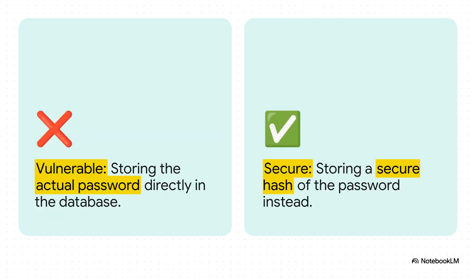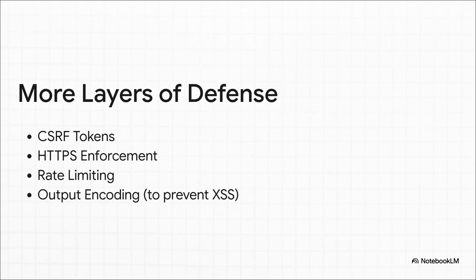And it's the same story for fixing those plain text passwords. Instead of just saving the password directly, the secure code runs it through a generate password hash function first. This creates that secure one-way fingerprint we were talking about. Now, even if the database gets stolen, the attackers just get a list of totally useless hashes. They get nothing. But we don't stop there.